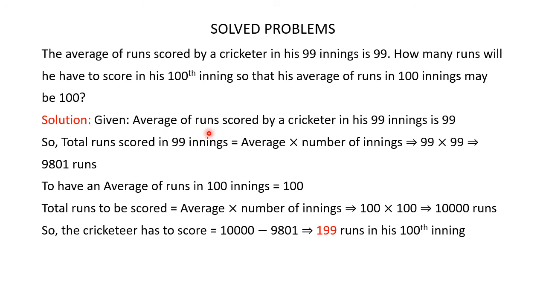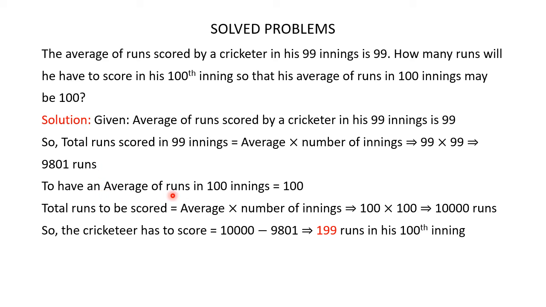Now it's given that the average of runs scored by a cricketer in his 99 innings is 99. So total runs scored in 99 innings is equal to average multiplied by number of innings, that is 99 multiplied by 99, which is 9801 runs. So the cricketer has scored 9801 runs in 99 innings.